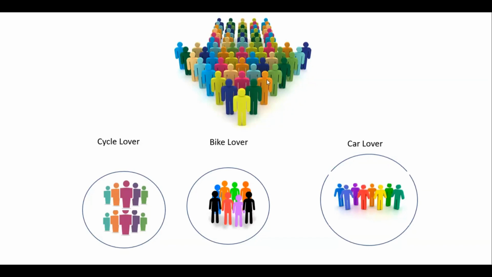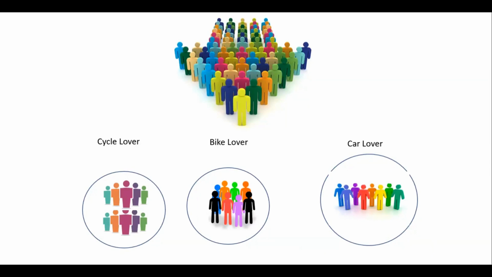So now I will explain to you what it means. On your screen, you can see there are people on the top. Now what I will do is group these people into three categories: cycle lover, bike lover, and car lover. The clustering does the same thing for you based on different parameters.